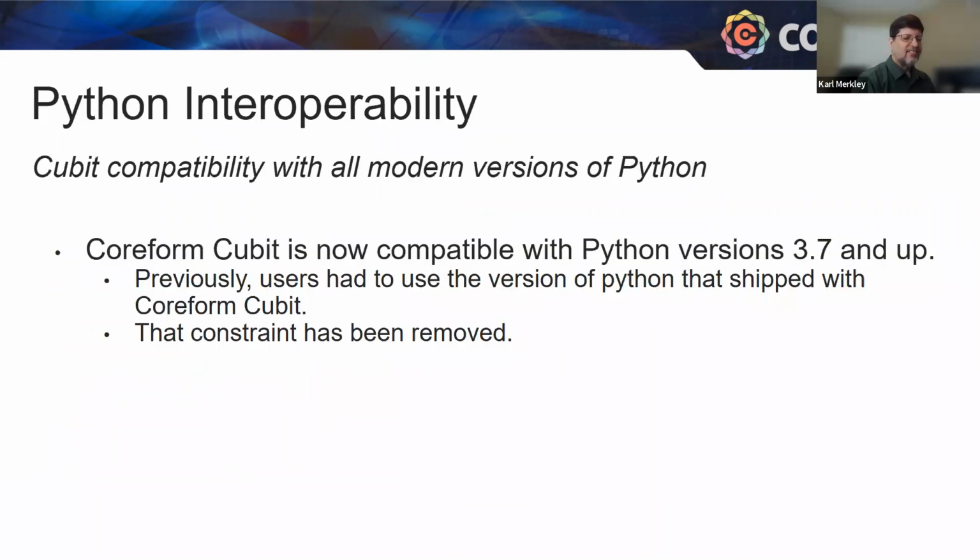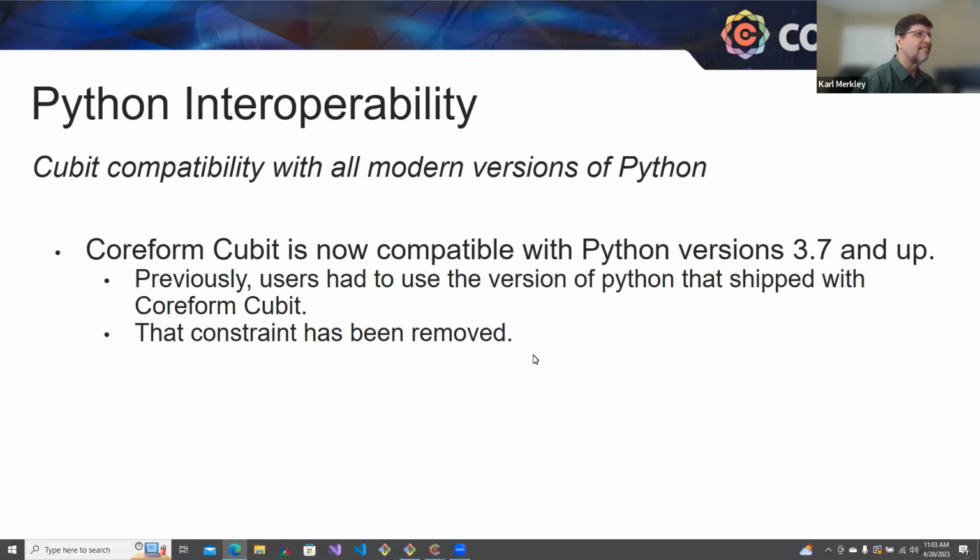Okay, we're going to just jump right in and talk about some of the changes and some of the things that I think are important in this new release. Many of our customers use Python to do scripting, and many of those scripts are run externally, such that you run Python and you bring in a script and run Cubit. Previously, there was a constraint where you had to use the exact same version of Python as the version that Cubit was built with. This constraint has now been removed, and Coreform Cubit is now compatible with Python versions 3.7 and up. So it has to be a relatively modern version of Python, but it will work with everything.